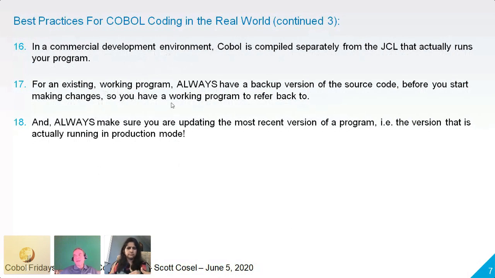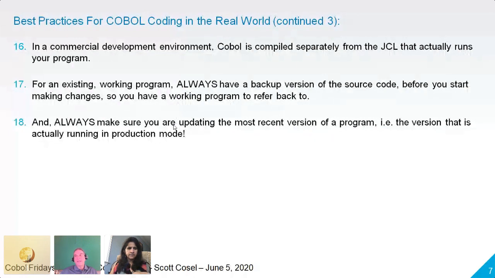Number 17, please always have a backup of your source code before you start changing it, even interim changes, because a number of times you get caught and you screw up your program and now it doesn't work anymore. You should always be able to go back to a prior version, especially a production version, but even an interim version is very helpful. If you've screwed up your program, you can always go back to the last working version.